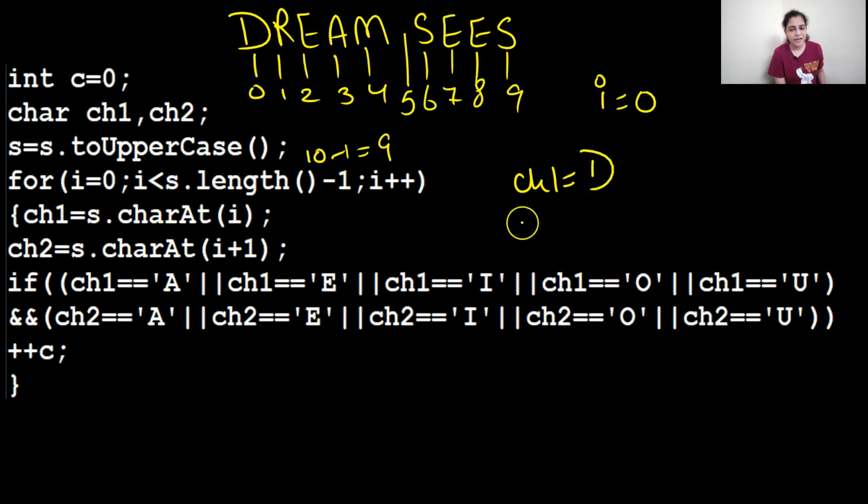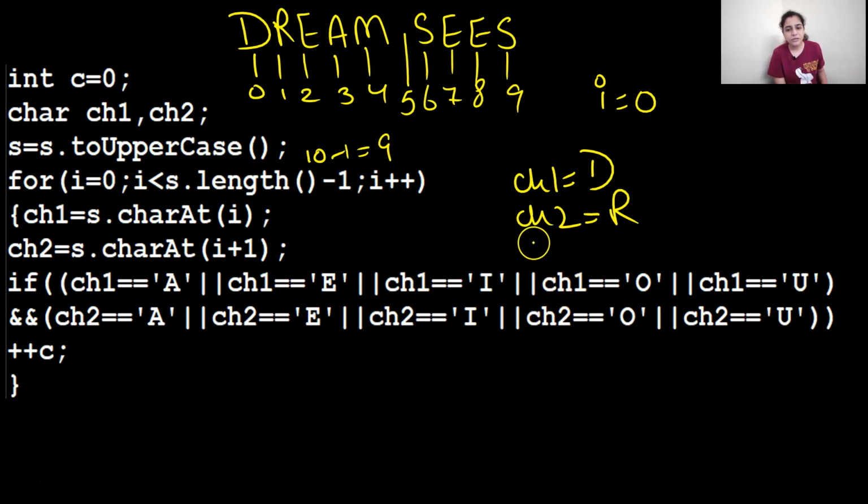So ch1 will be D, and for ch2, go and fetch the character at i plus 1. What is i plus 1? The current value of i is 0, so 0 plus 1 gives you 1, which is R. So ch2 is equal to R. Now we will check whether ch1 equals a vowel. What is ch1? D. D equals a, condition false. D equals e, condition false. D equals i, condition false, and the overall condition is false.